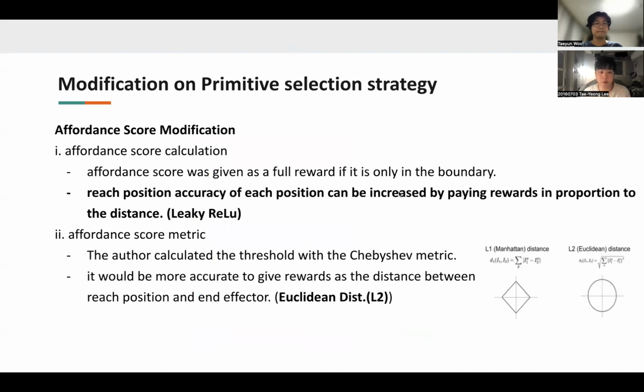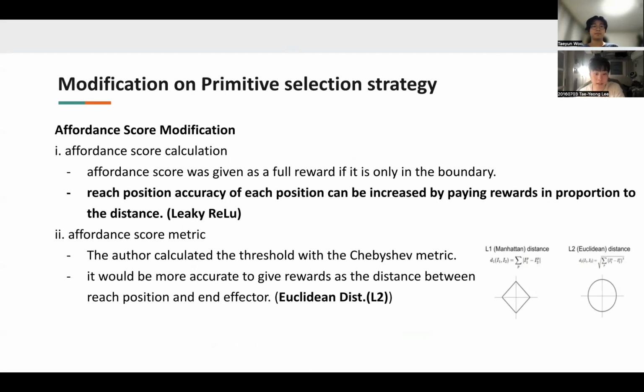We have applied two ideas about Alperdon's strategy. Alperdon's reward was given in full only if the position is within the boundary. So we assume that the reach position accuracy can be increased by paying reward in proportion to the distance. The second strategy is the score metric.